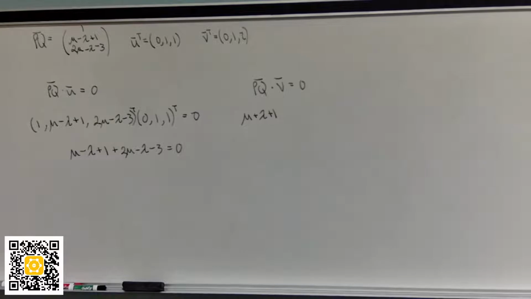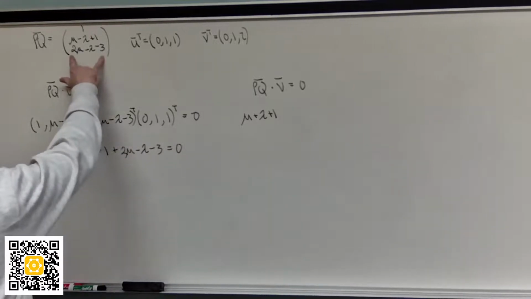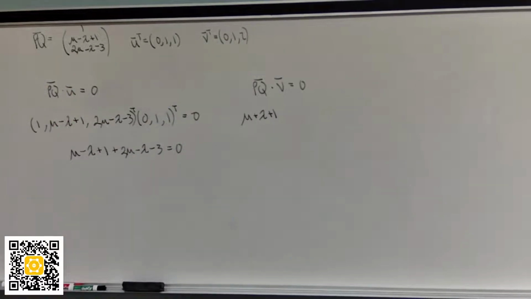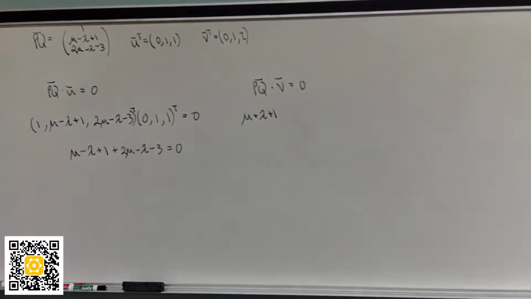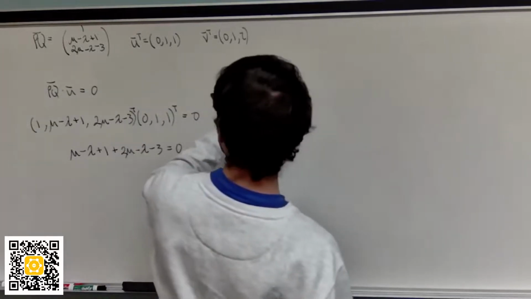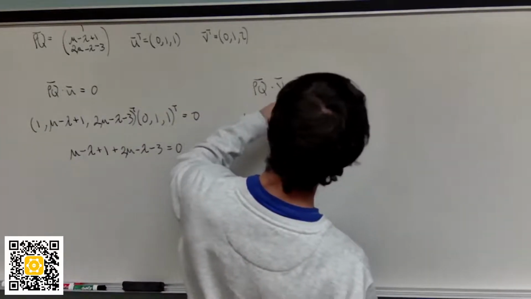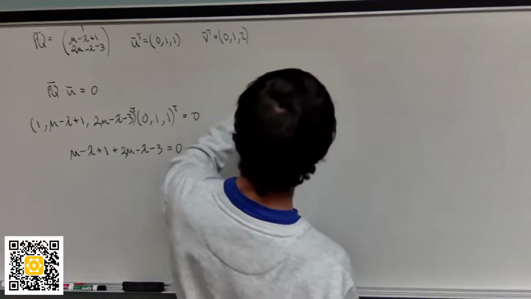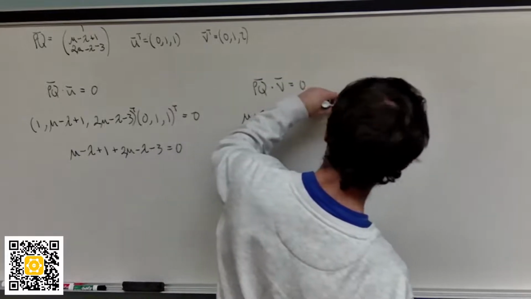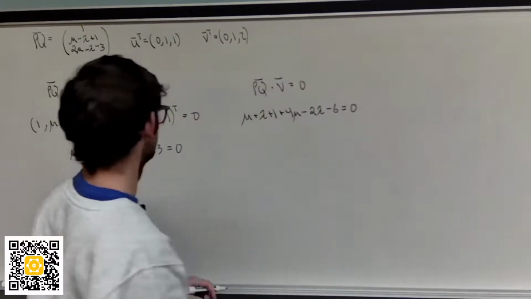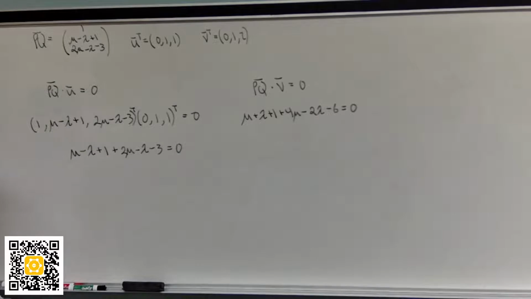Let me see. This one's V. So it's going to be this right here, PQ, times 2. So third component times third component. Oh, right, third. So it'll be 2 times, so it'll be 4 mu. Is that what it is? Yeah, 4 mu minus, was that lambda? Yeah, 2 lambda minus 3 minus 6. Yeah, there we go. Cool, so now we know what they're both equal to.